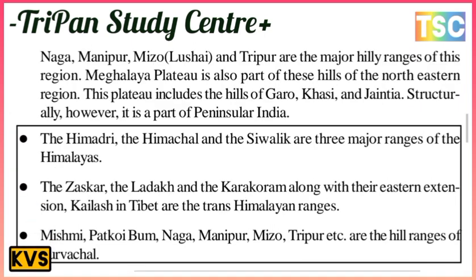The important point here: Himgiri, Himachal and Sivalik are the three major ranges of the Himalayas. And the Jaskar, the Ladakh, and the Karakoram, along with their eastern extensions like Kailash in Tibet, are the Trans-Himalayan ranges. And Mishmi, Patkai Bum, and the Naga, Manipur, Mizo, Tripura, etc. are the hill ranges of the Purvachal. There is an important part here.